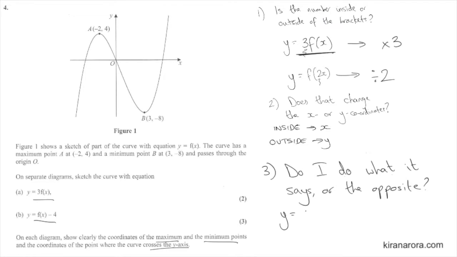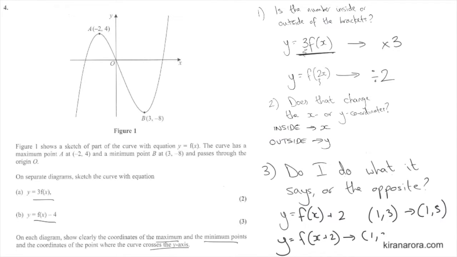Looking at a different example, if I had y equals f of x plus 2, that means that every y coordinate has 2 added on. So if I had an original coordinate of 1, 3, my new coordinate would be 1, 5. If I had something like y equals f of x plus 2 inside the brackets, it's going to affect the x coordinate, and because it's inside the brackets, I'll do the opposite. So again, if I had a coordinate that was 1, 3, only the x coordinate is changed. It says plus 2, it's inside the bracket, so I do the opposite. Therefore, it would become minus 1, 3.